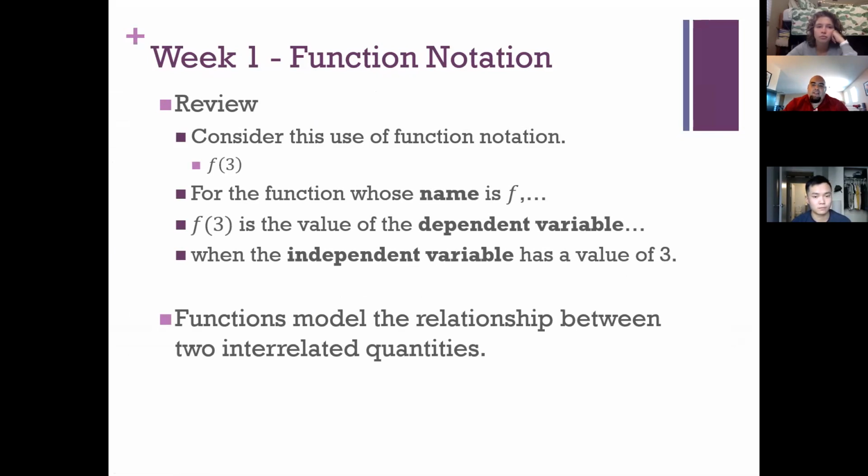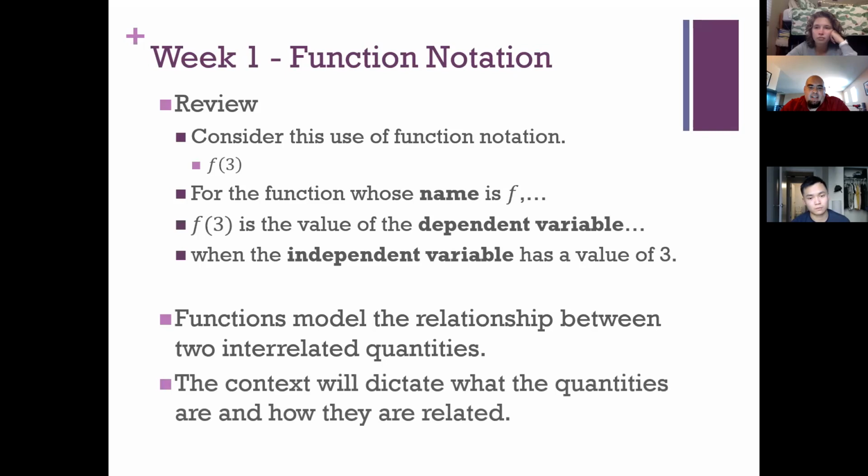So functions model a relationship between two interrelated quantities. So in this first example here, I don't really have a context. I don't know what the function f does. I don't know what the independent variable and the dependent variable represent, but I do know that, pretty much by definition, a function relates one quantity to another. So the context will dictate what the quantities are and how they're related.